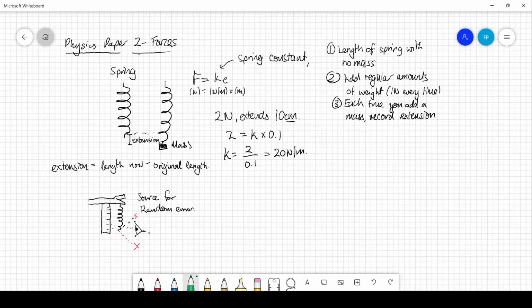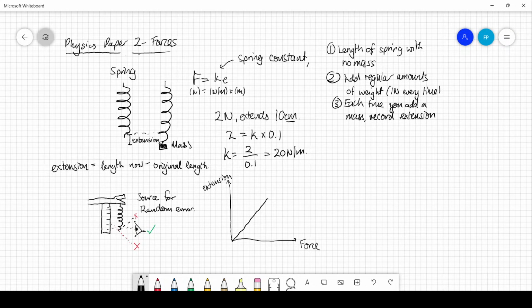And what you'll get is a little graph as well. If you plot force on the x-axis and the extension on the y-axis, you'll literally get a line that shows it's directly proportional. So it means as the force doubles, the extension will also double.